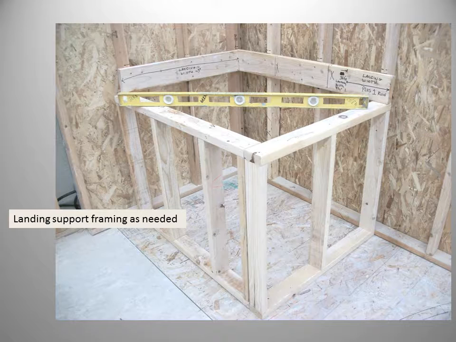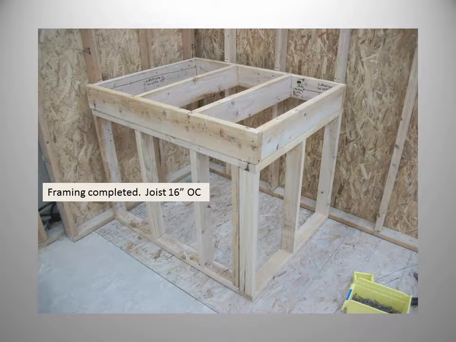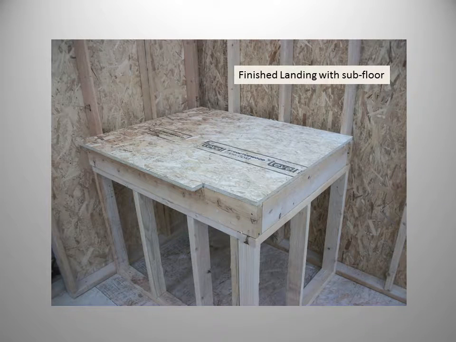We can build support walls to carry the landing. The outside dimensions of your support walls should match the 36 by 50 inch landing dimensions. We can now complete the landing framing and fill in the landing joists at 16 inch on center. And then we can install the subfloor of the landing.